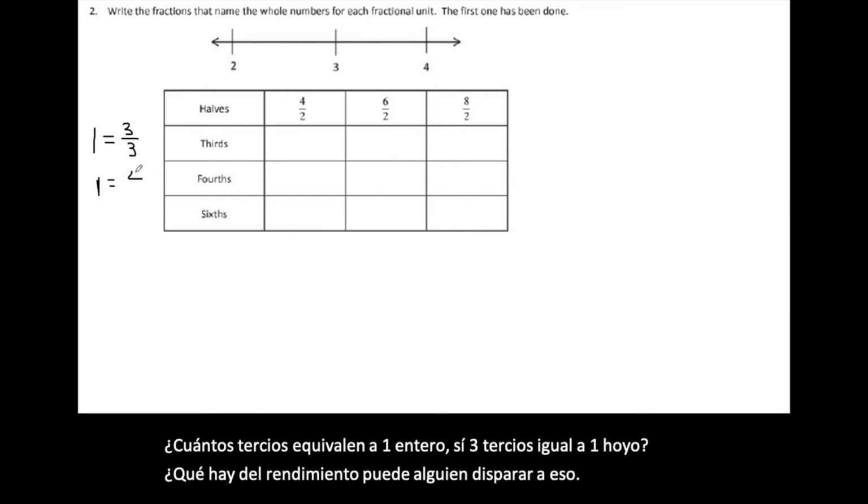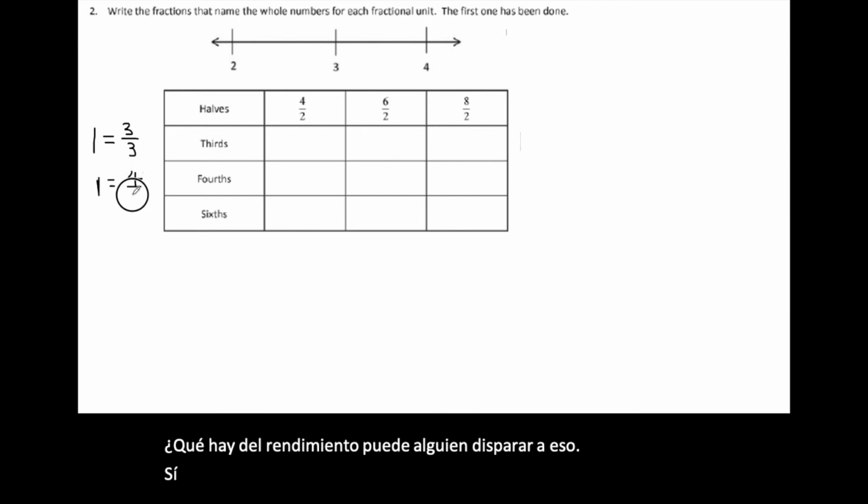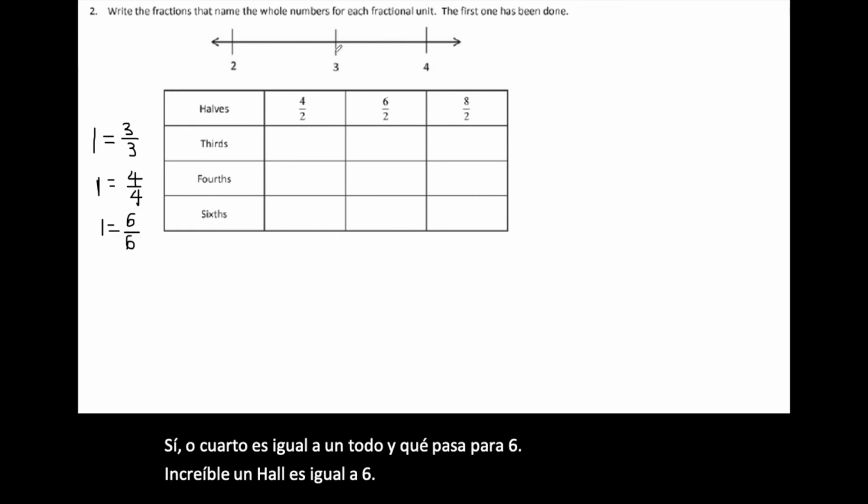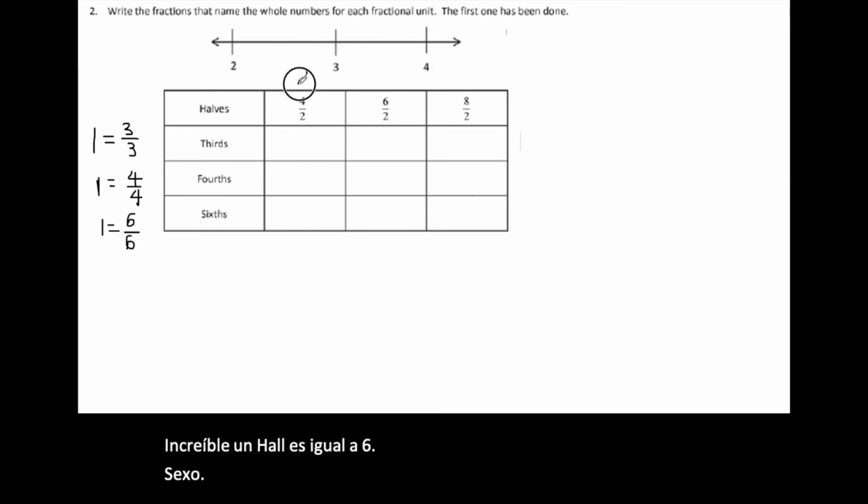Yep, 4 fourths equals 1 whole. And what about for sixths? Incredible. 1 whole equals 6 sixths. So we're going to say this is what 2 is, this is what 3 is, this is what 4 is.